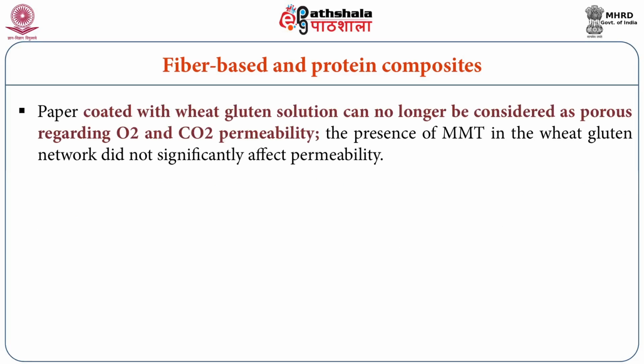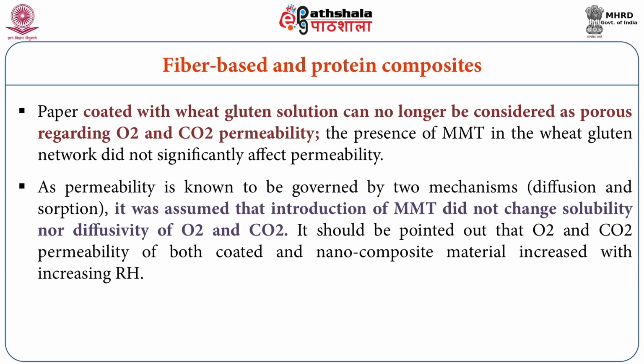Paper coated with wheat gluten solution can no longer be considered as porous regarding oxygen and carbon dioxide permeability. The presence of MMT in the wheat gluten network did not significantly affect permeability. As permeability is known to be governed by two mechanisms, that is diffusion and sorption, it was assumed that introduction of MMT did not change solubility nor diffusivity of oxygen and carbon dioxide.